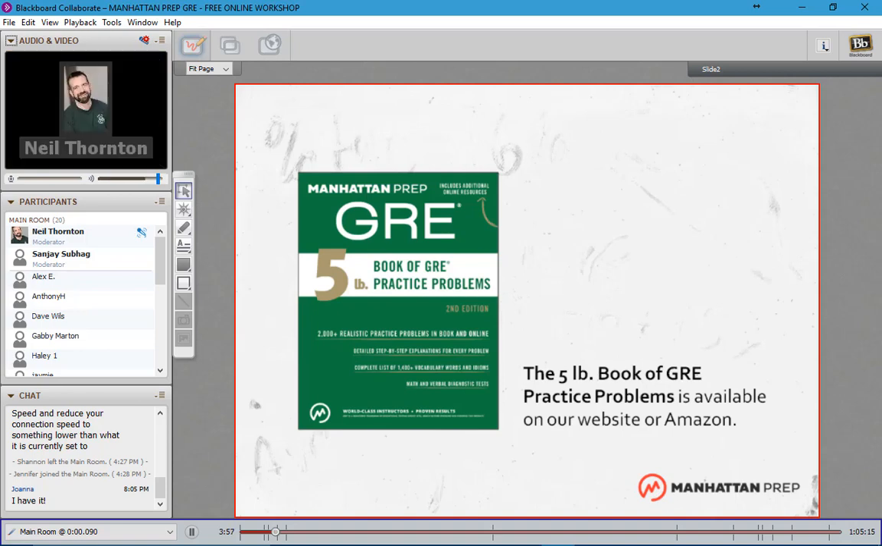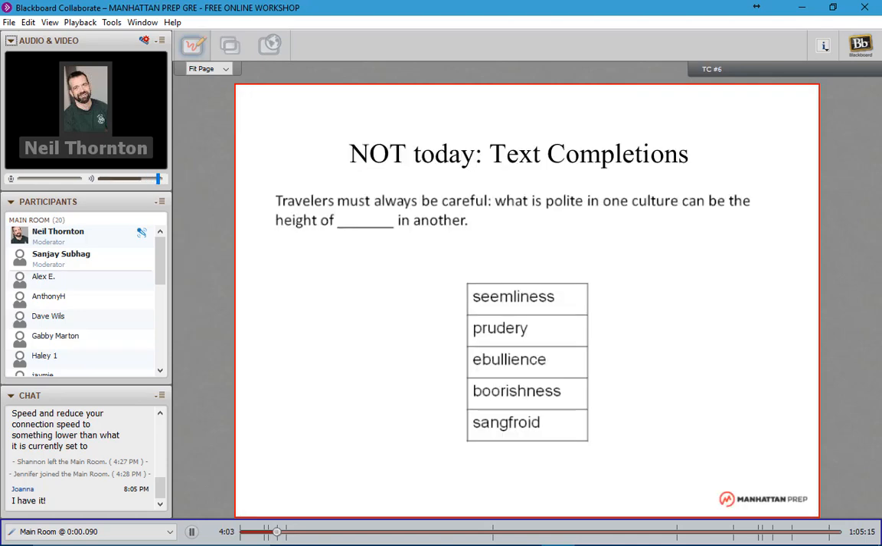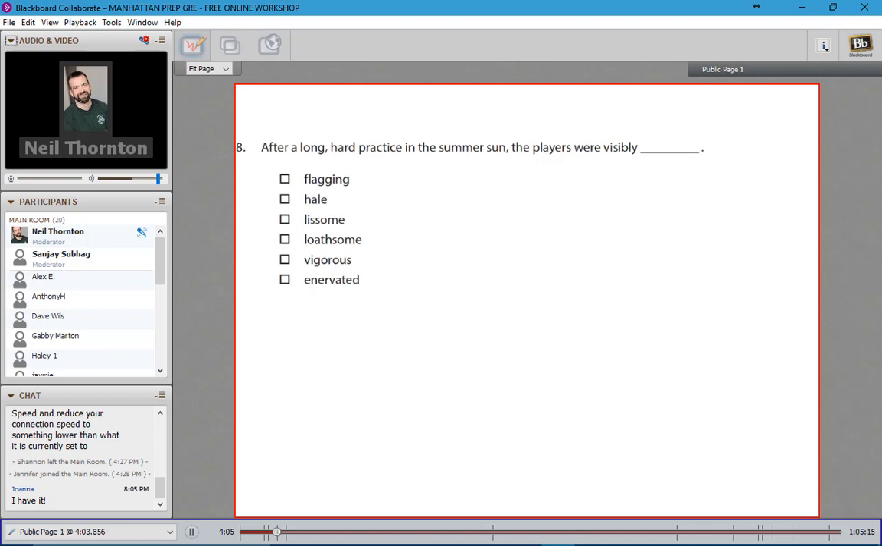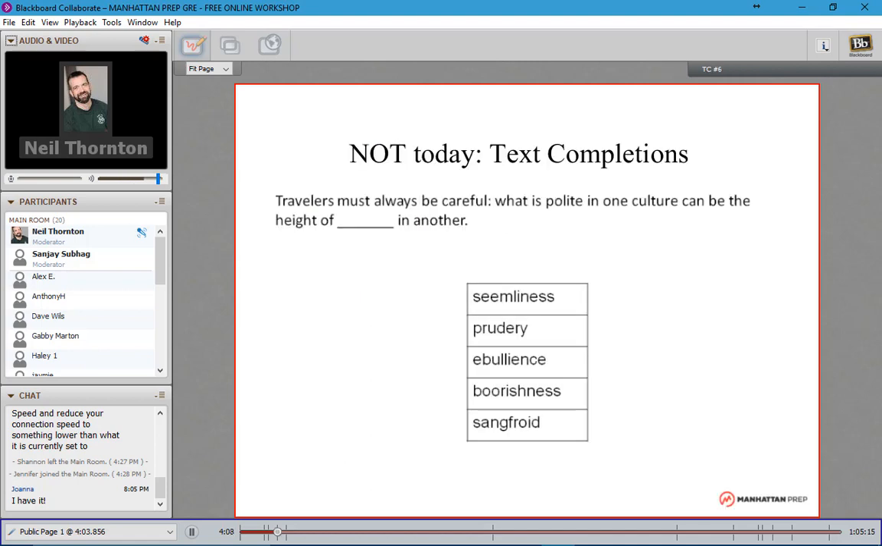So let's pop up and talk about two different kinds of questions and how to spot the difference between them. This is not what we are doing today. Oops, sorry. This is not what we're up to today. This is called a text completion. How many answer choices are here? Just count them up. Dumb question. How many answer choices do you see?